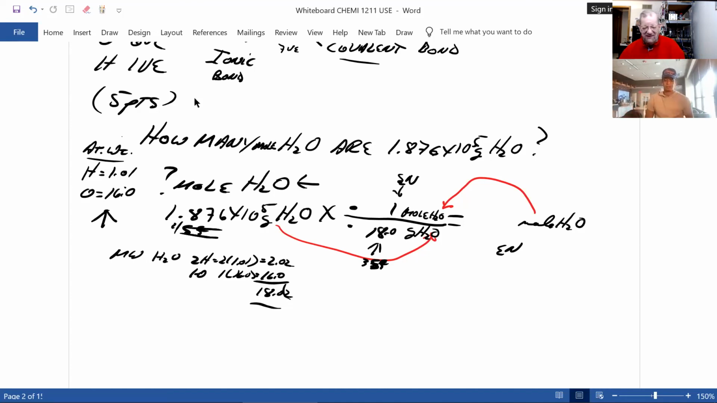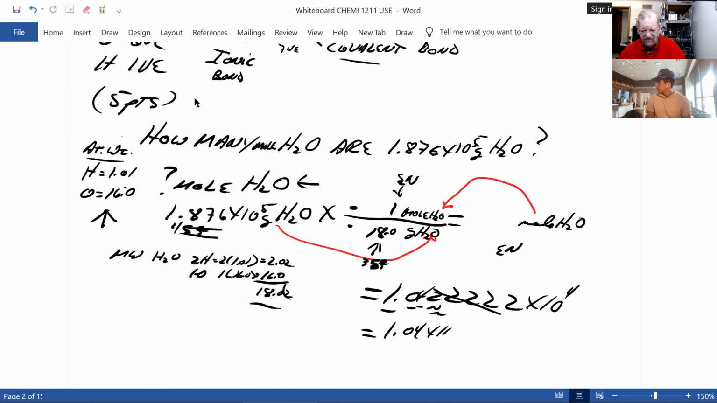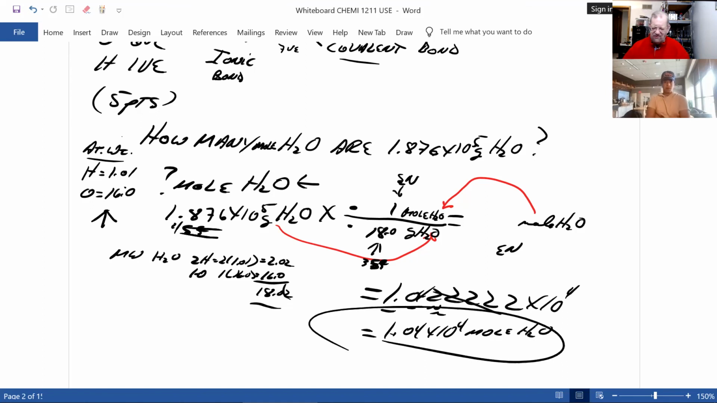And my calculator gives me this wild number. And rounding off to 3 significant figures, keep the 1, keep the 0, keep the 4. Use that to round off. It's 2 or less, so I drop this. So the correct answer is this. And you should know how to do this.